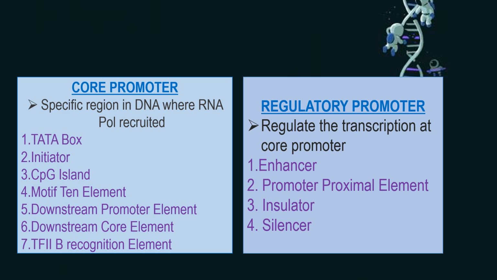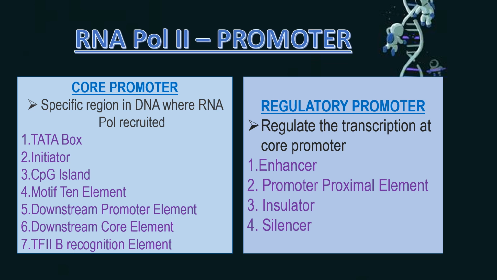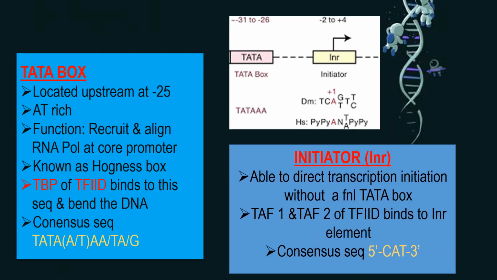It contains the TATA box, initiator, CpG island, motif 10 element, downstream promoter element, downstream core element, and transcription factor 2B recognition element. The next portion is the regulatory promoter. As the name indicates, it regulates the transcription at the core promoter. It has enhancers, promoter proximal elements, insulators and silencers. No box in prokaryotes.